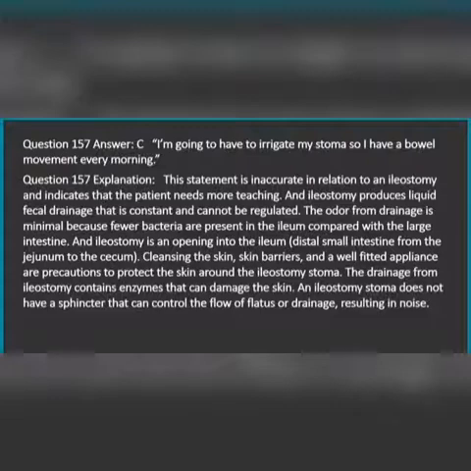Cleansing the skin barriers, and a well-fitted appliance are precautions to protect the skin around the ileostomy stoma. The drainage from ileostomy contains enzymes that can damage the skin. An ileostomy stoma does not have a sphincter that can control the flow of flatus or drainage, resulting in noise.